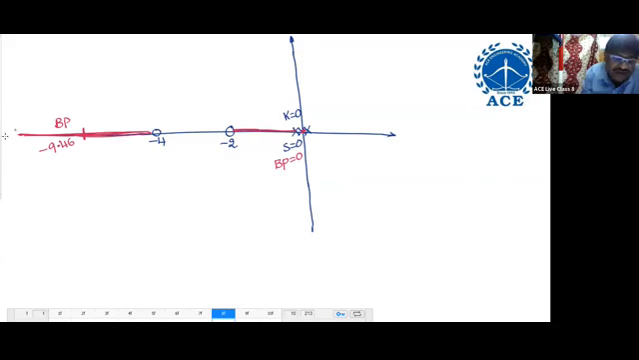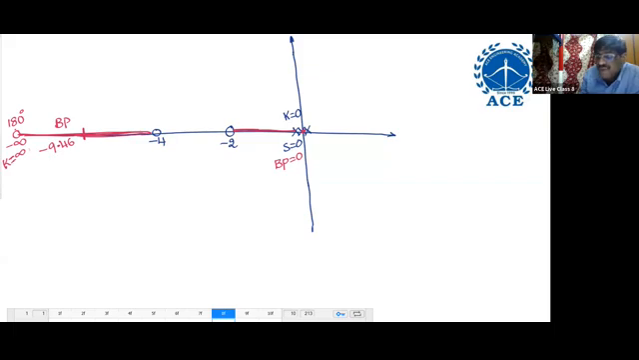That means at 180 degrees there is a 0, at minus infinity, K equal to infinity. This is the asymptote. So at 180 degrees there exists a 0. Now draw the RLD, the root locus diagram.